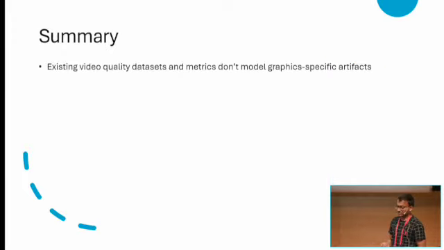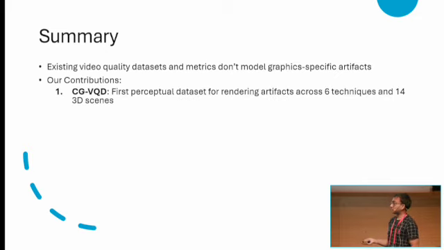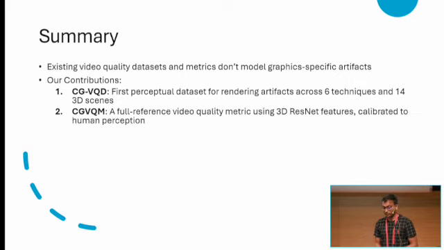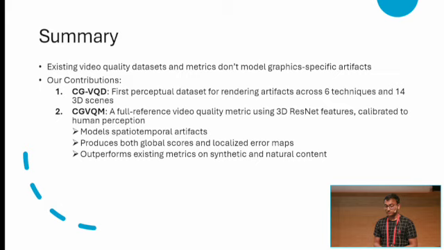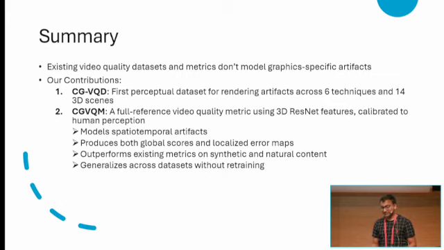Here are the key takeaways from this talk. Current metrics and video quality data sets do not model spatiotemporal graphics distortions. We introduced a new data set that is built using 6 modern rendering techniques and 14 different scenes. We introduced a new 3D CNN-based video quality metric that can model spatiotemporal artifacts, produces both global scores and localized error maps. It is shown to outperform existing metrics on multiple data sets across different domains.